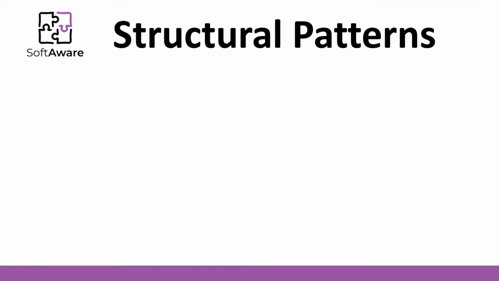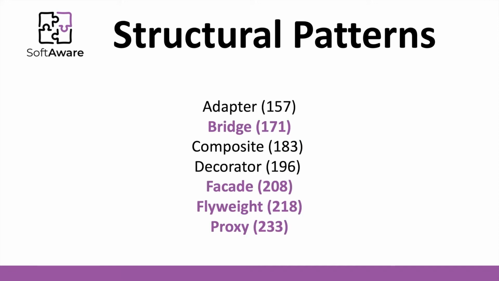Structural object patterns describe ways to compose objects to realize new functionality. The added flexibility of object composition comes from the ability to change the composition at runtime, which is impossible with static class composition. We also have the bridge pattern, which decouples an abstraction from its implementation so that the two can vary independently. We have a facade that provides a unified interface to a set of interfaces in a subsystem.